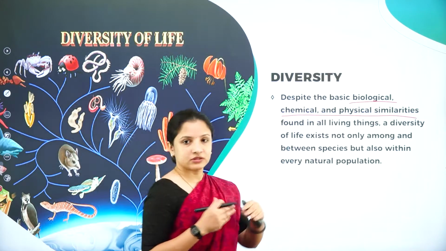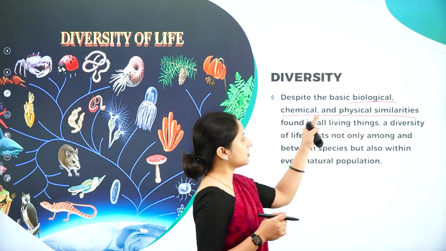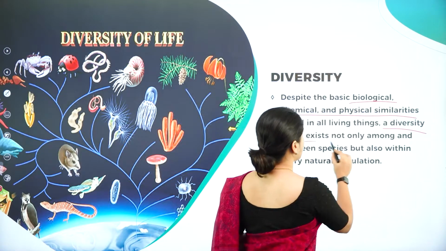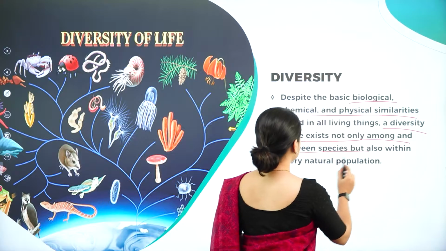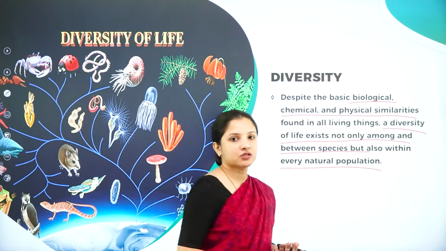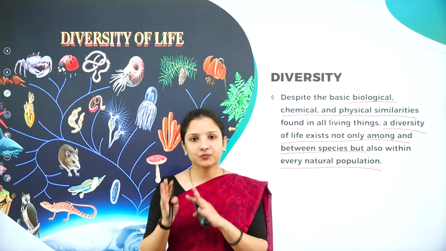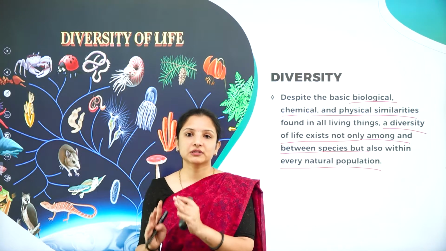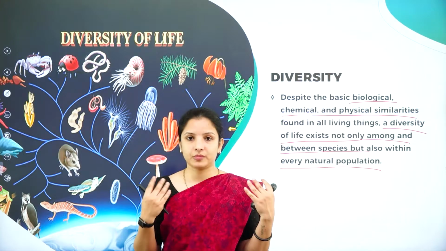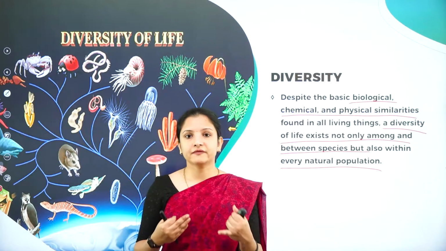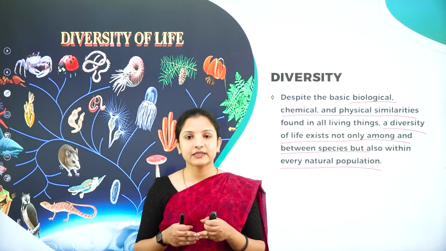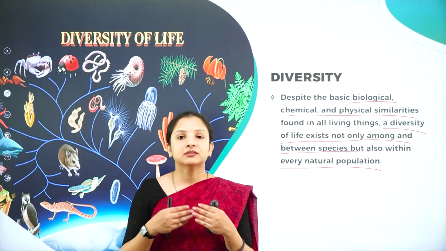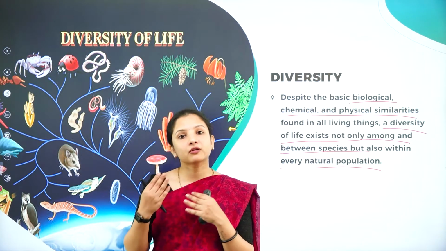Though they have biological, chemical and physical similarities, a diversity of life exists not only among but also between the species, and also in every population, not just plant species. Though all the plants are put under botany, still when you see, there is a diversity of plants present. In plants itself, you have xerophytes, you have hydrophytes, then you have terrestrial plants. So all these things, right? Different plants are there. Some of the plants are epiphytes. They only grow on other plants.